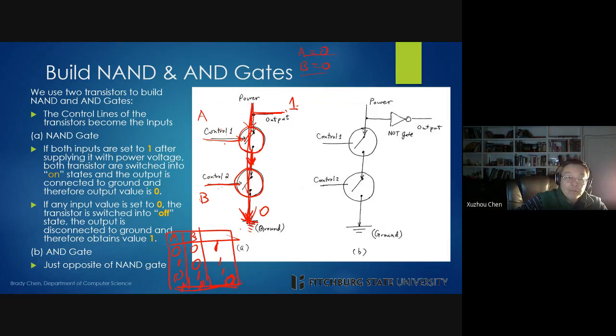Any questions on this? Because that's important. Now you're going to find out, well, that doesn't look like an AND. Yes, it's not an AND, but it's a NAND gate. So it's the negation of AND. Okay, so that's a NAND gate.